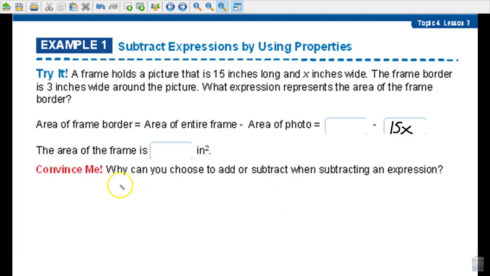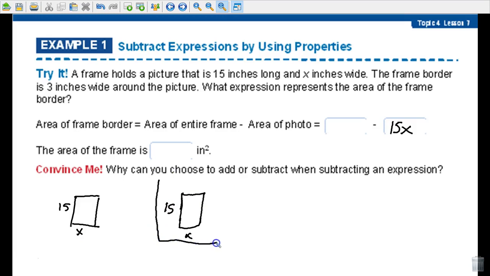Okay? So what we have to do here is we have our photo. And let me try and do that again, about the same exact size. And I'm not an artist, close enough. This is 15, this is x, okay? Now, this one has a border, or has a frame with an extra 3 inches. So all around, it's 3 inches here, 3 inches here, 3 inches here, and 3 inches down here.